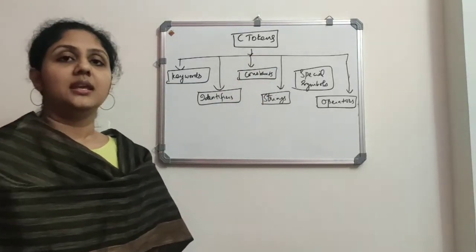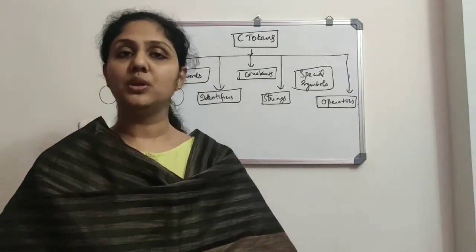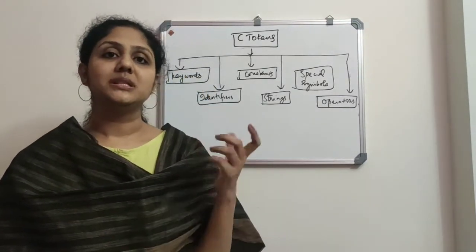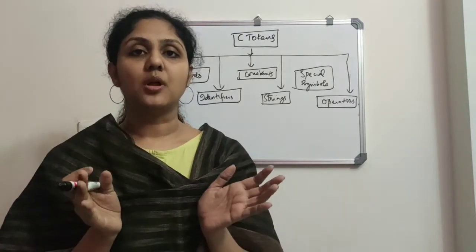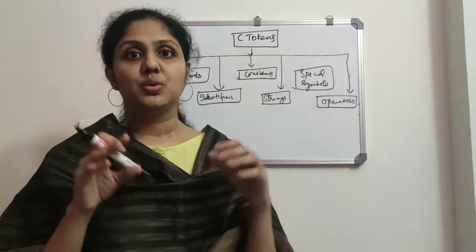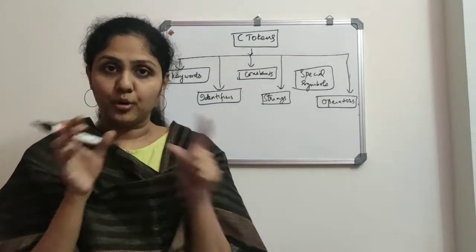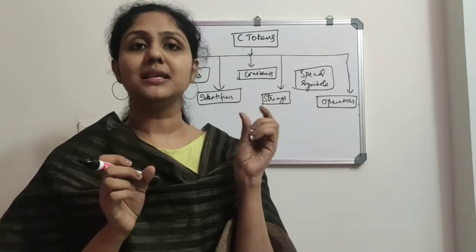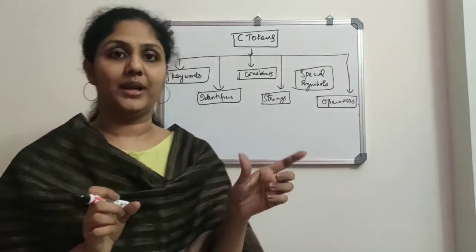C tokens are the smallest individual unit of a C program. Just like words are the building blocks of a sentence, C tokens are the building blocks of a programming language. So in the C programming language, if we divide the program, the basic unit, the smallest unit, we call it a C token.